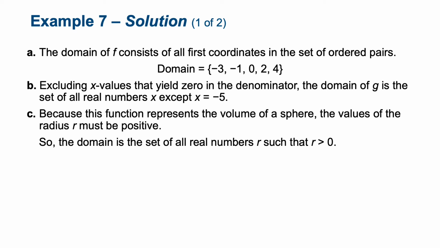Okay, so for C, the function is a volume function, right? It represents the volume of a sphere. The values of radius r must be positive. So r has to be greater than or equal to 0, or just greater than 0. So the domain is the set of all real numbers r such that r is greater than 0.